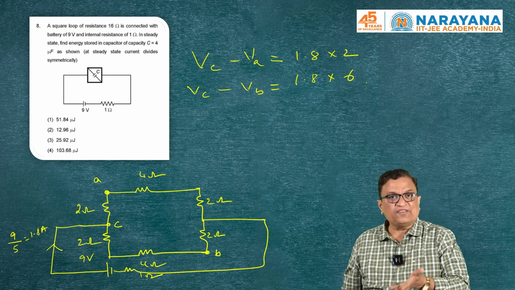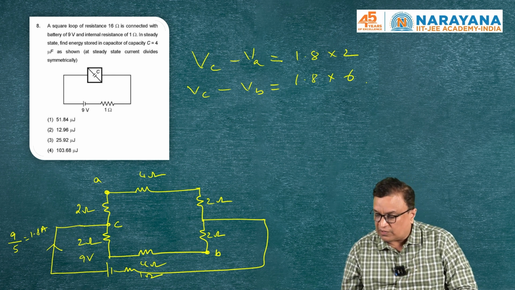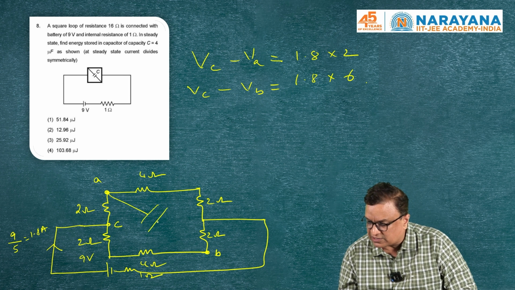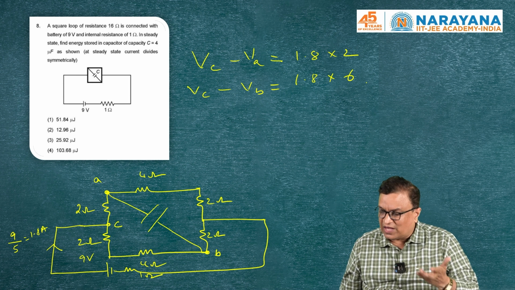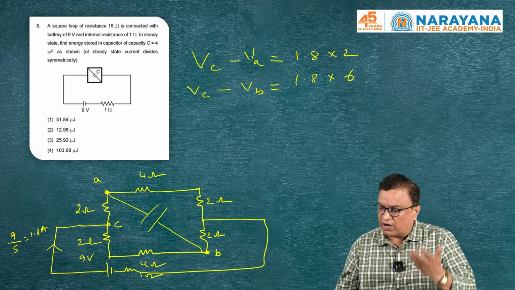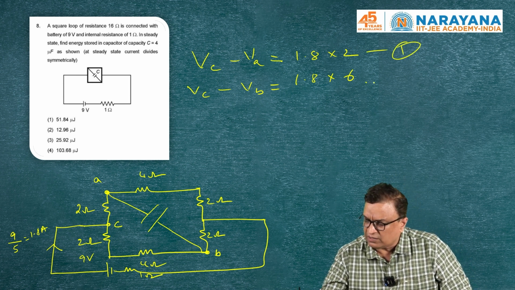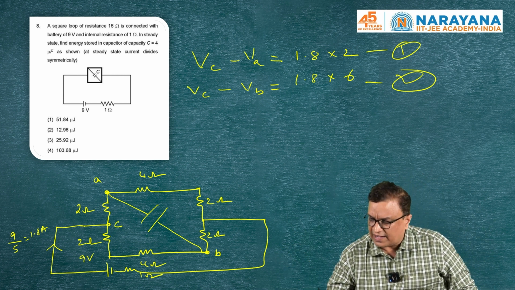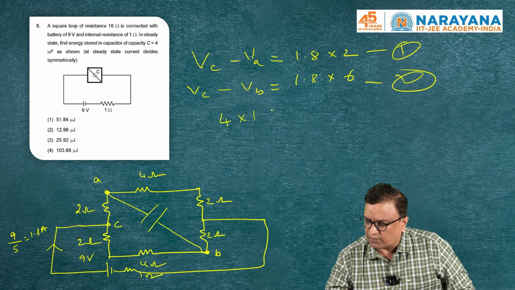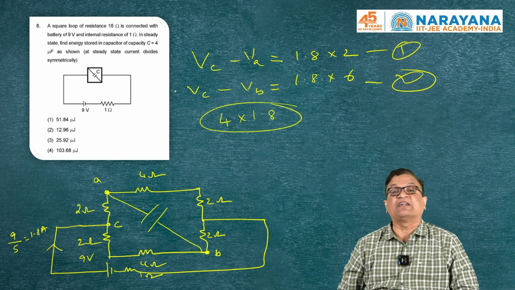So the potential difference you will get now across AB, because you have connected the capacitor across these 2 points. So now you know the potential difference, VA minus VB. Then what you will do? Now this is equation 1, this is equation 2. Here go for 2 minus 1. You will get 4 times 1.8 as the potential difference.